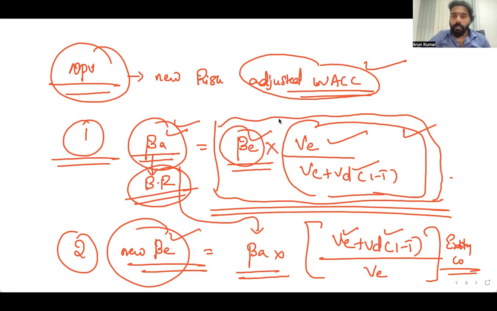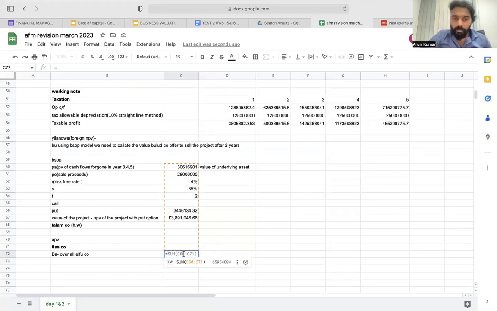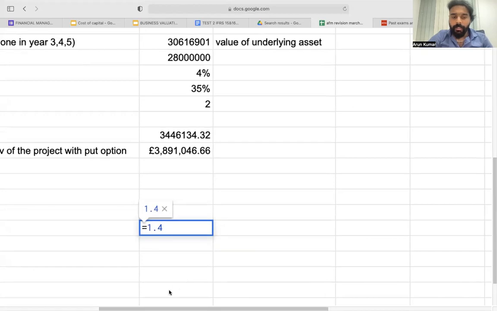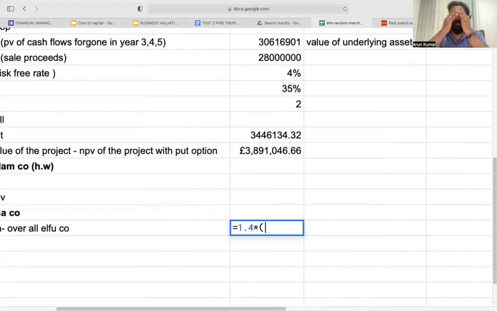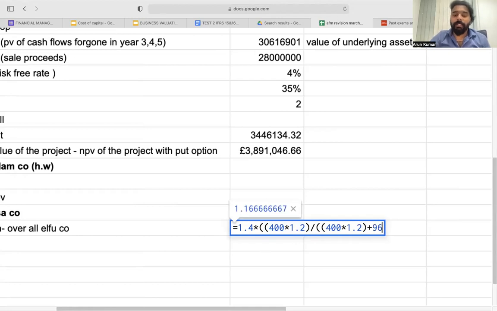So let's do that. 1.4 is the equity beta. So 1.4 into the value of equity. How will you calculate the value of equity? We know that it was 400 million, so 400 into 120 cents, which is 1.2. That amount is divided by the same component plus the value of debt. How much was the value of debt? 96 million into 1 minus t. We know the tax is 25%, so 1 minus t becomes 75%.